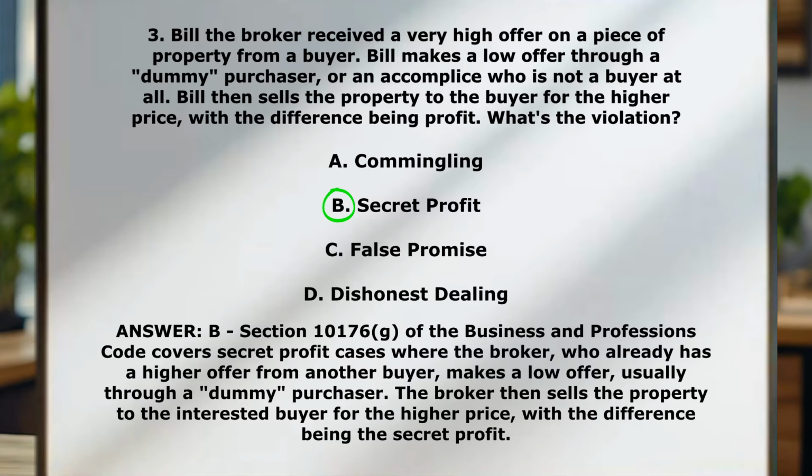So for example, right, commingling is when a broker commingles funds. They mix funds from real estate with their personal funds, or they put deposits into their personal account. And so in this specific question, it's really important to understand what each answer means and the definition of each of those. Okay, moving on to question number 4.